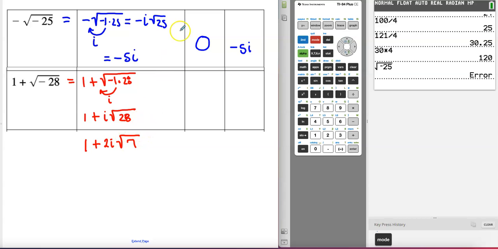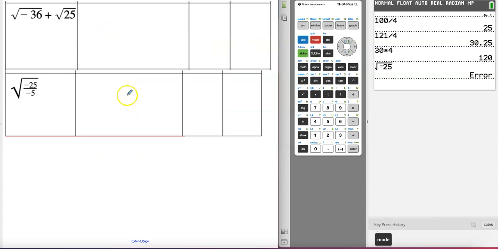Now, this whole term right here is my imaginary part because it has an i connected to it. So my imaginary part would be 2i times the square root of 7. My real part would just be the positive 1. And so this time you can see quite naturally that this 1 is written and it does not have an i attached to it at all. All right, let's look at another example here.